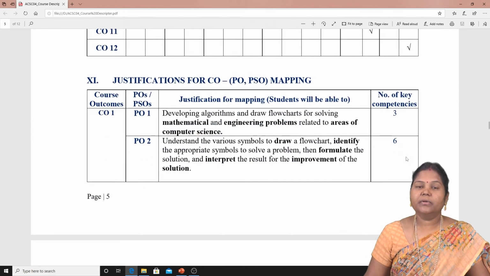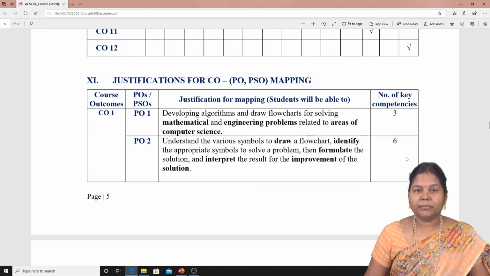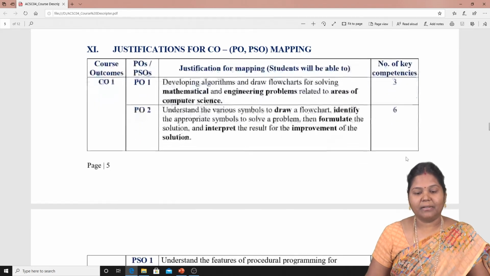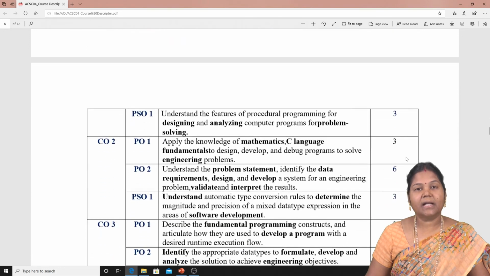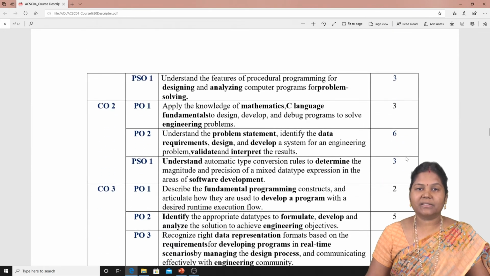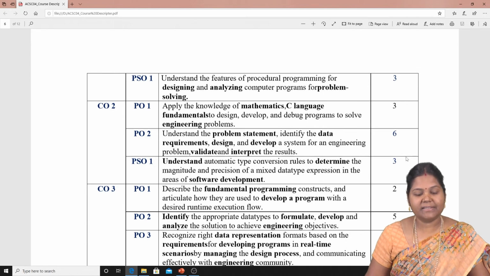Then, why you have mapped a particular CO with a particular PO or PSO, the justification for that is given here. So you should write down the justification for CO-PO mapping and how many key competencies it is going to achieve. You also have to identify the number of key competencies for CO-PO attainment. In this table you can see that each CO is mapped with its respective POs and how many key competencies we are going to achieve through this.